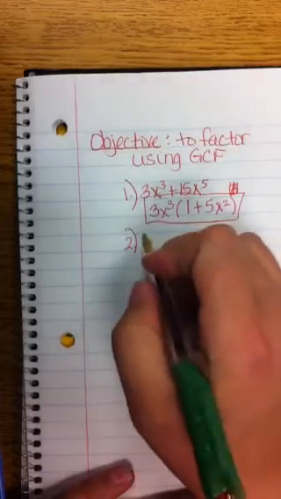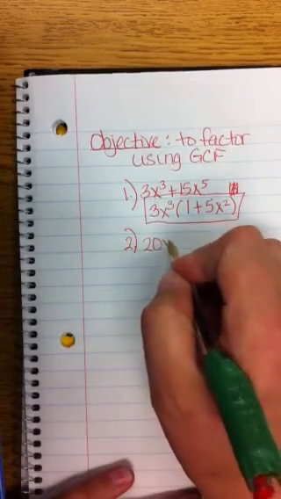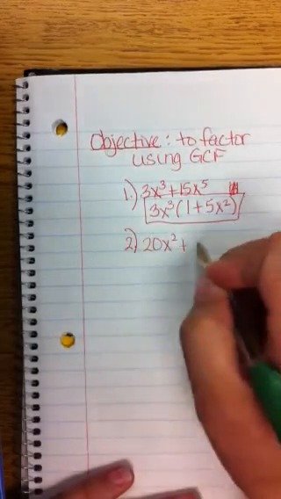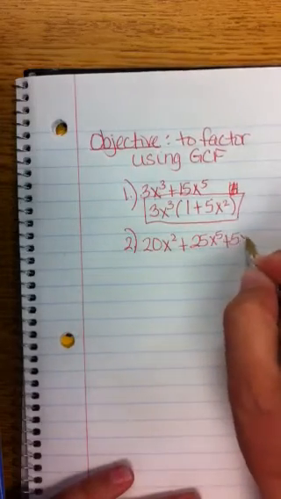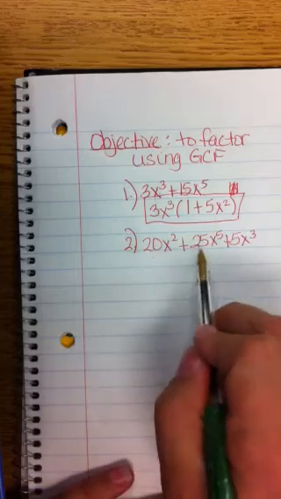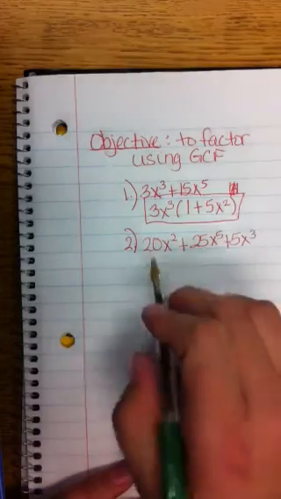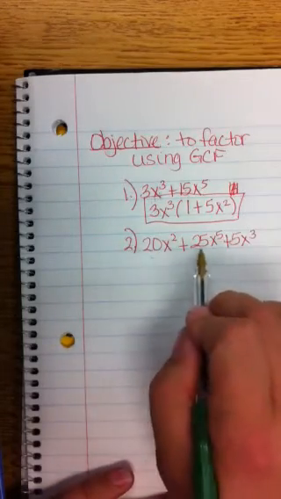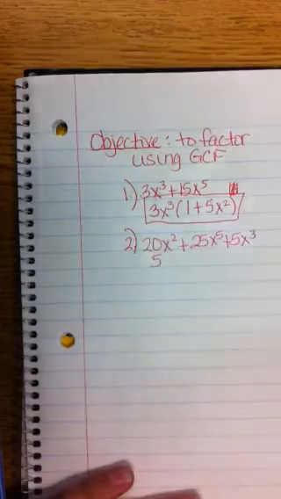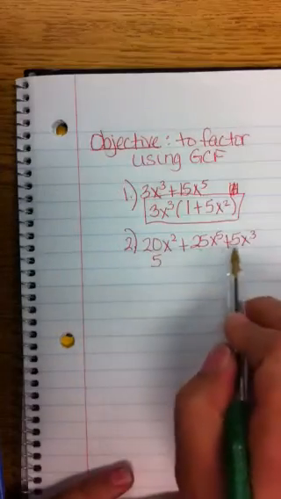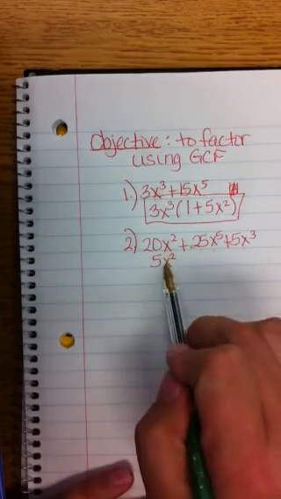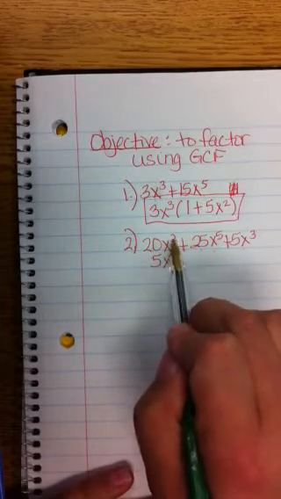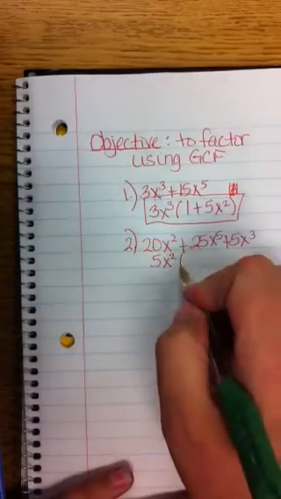Number 2. 20x squared plus 25x to the 5th plus 5x to the 3rd. So we look at 20, 25, and 5, and we find a number that goes into all three of those. So 20, 25, and 5 would be 5. X squared, x to the 5th, and x to the 3rd would be x squared. You'll notice every time it's the exponent, it's the lowest exponent for your variables.